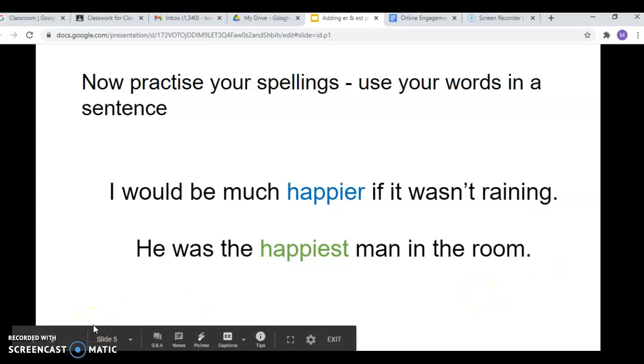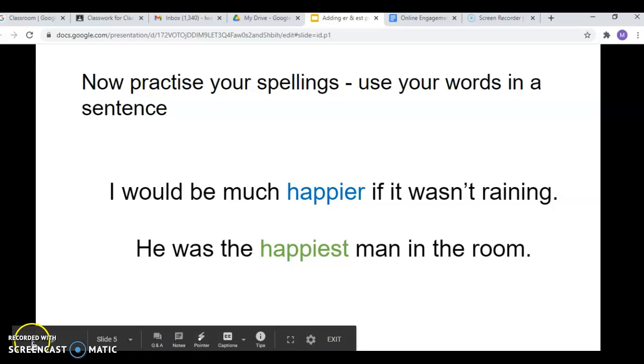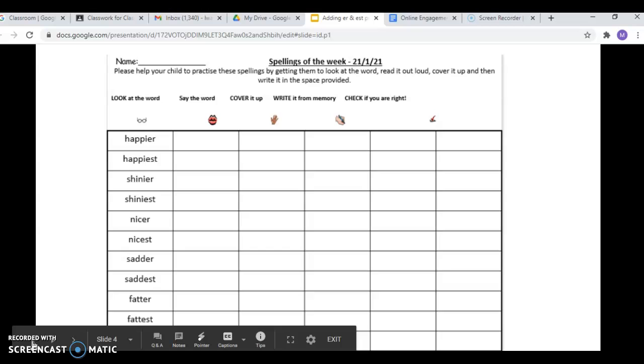Okay, so that is your job today, platypuses. Have a practice. Make sure that you are spelling those words correctly and then keep practicing every day. And your spelling test will be next Friday for these words. Okay, good luck with your practicing.